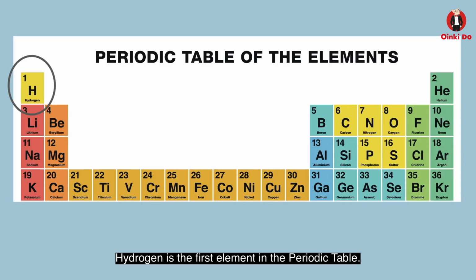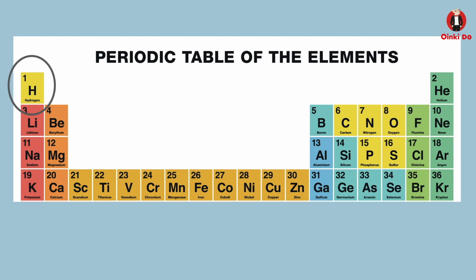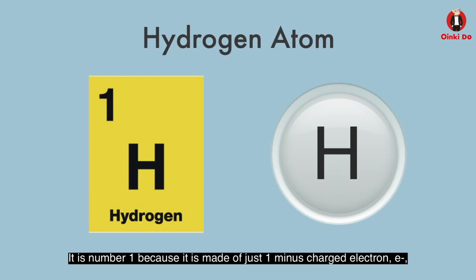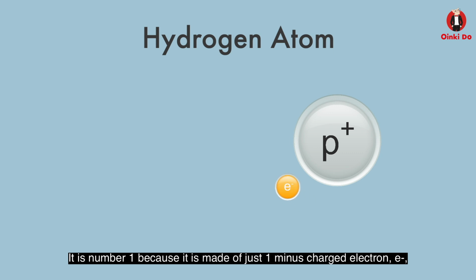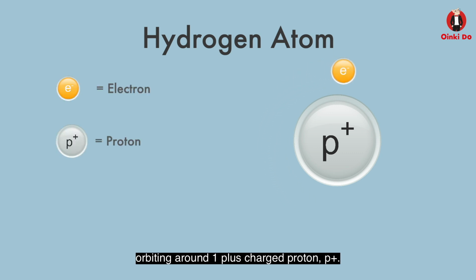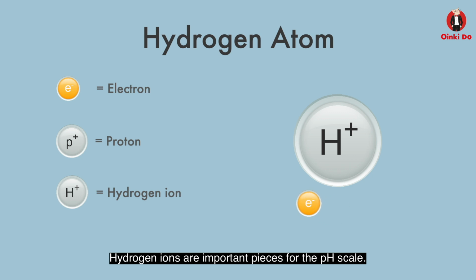Hydrogen is the first element in the periodic table. It is number 1 because it is made of just one minus charged electron, e minus, orbiting around one plus charged proton, p plus. The proton is also called a hydrogen ion. Hydrogen ions are important pieces for the pH scale.